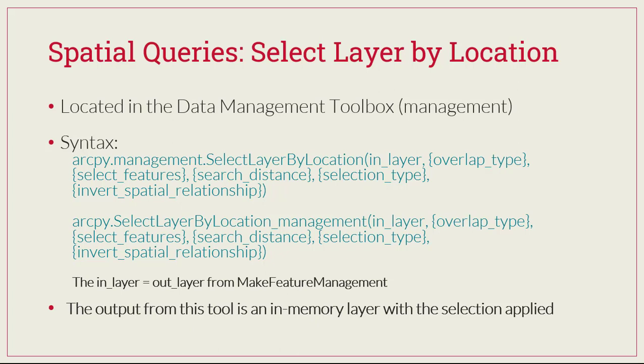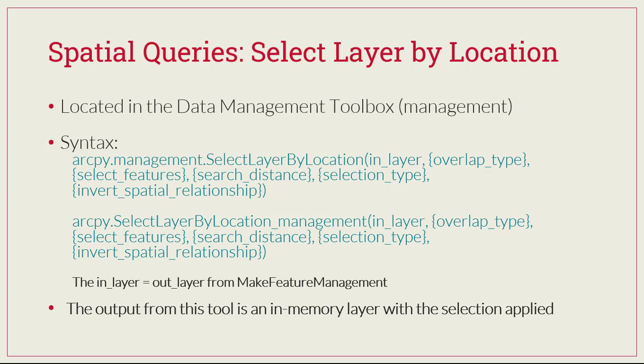Here you can see the syntax for the tool and also the reminder that the in layer for this tool is the out layer from the Make Feature Layer tool. So this is your reminder that this is a selection tool, meaning it only works on layers, not physical data. So you first have to run Make Feature Layer, and the output from this tool is also an in-memory layer with that selection applied. And again, notice that you see the two different syntax methods for the tool.